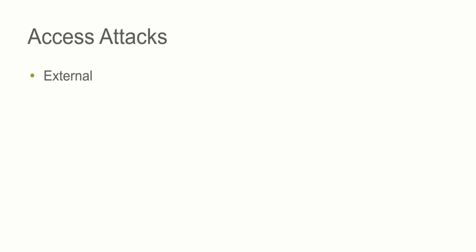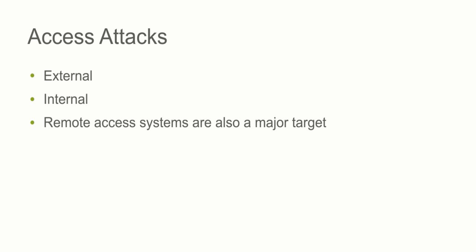Access attacks can be external in nature, targeting networks connected to the public internet, or they can be internal attacks intended to cause harm to an organization, as is the case with the logic bomb attack. This attack executes a certain payload at a predefined time, or when some other condition is met that initiates a malicious function. Remote access systems are also a major target for access attacks.